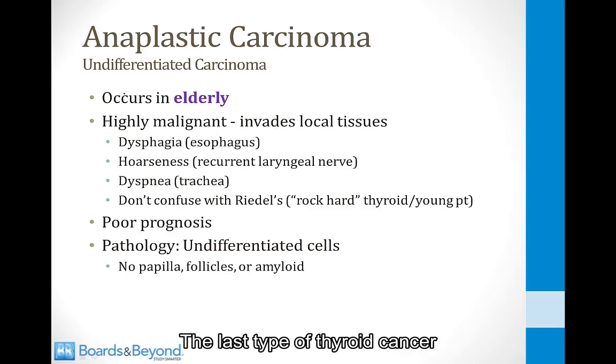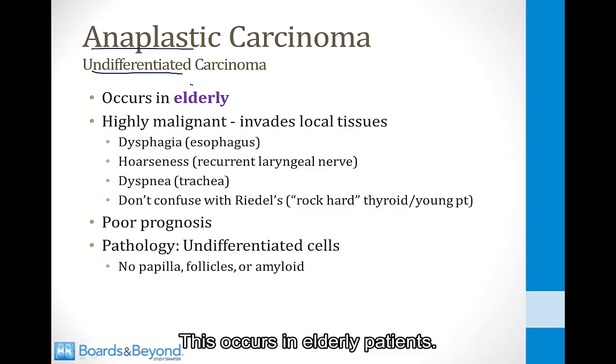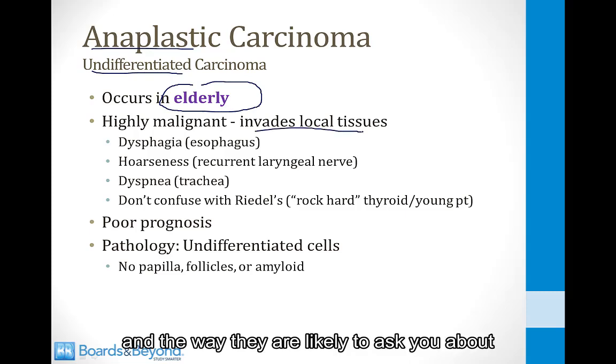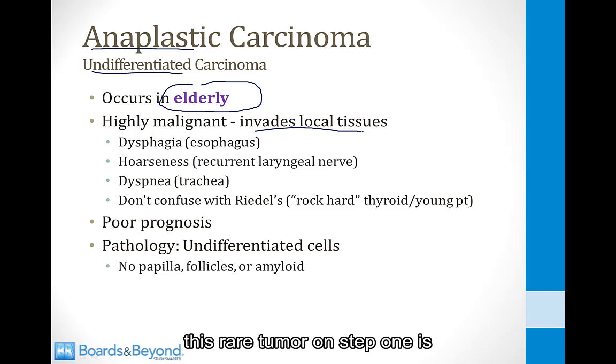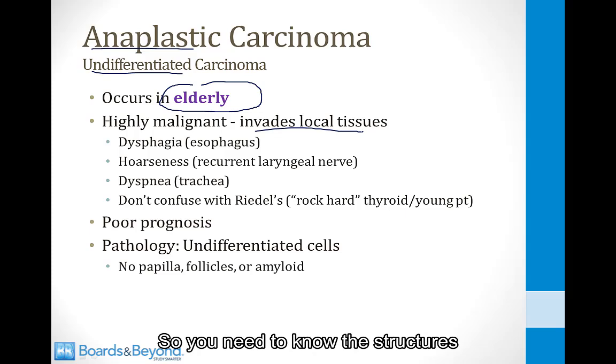The last type of thyroid cancer is called anaplastic carcinoma. It's also sometimes called undifferentiated carcinoma. This occurs in elderly patients. It is a highly malignant cancer. It often invades local tissue. And the way they are likely to ask you about this rare tumor on step 1 is to use it to test your knowledge of anatomy. So you need to know the structures that are near the thyroid gland in order to understand what can happen when this tumor grows locally.